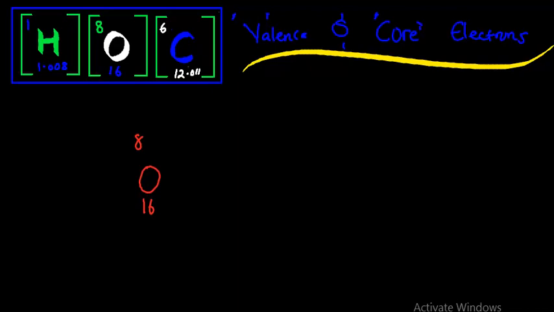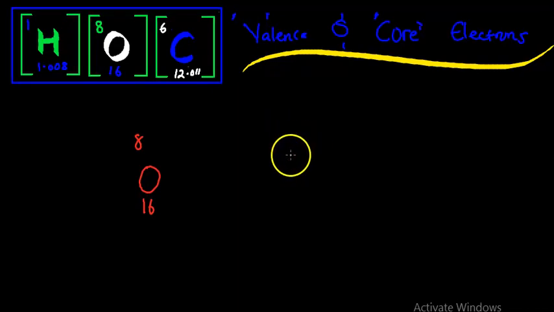Next thing we have is the core electrons. Core electrons, on the other hand, are the electrons in the inner shells or energy levels of an atom. These electrons are not involved in chemical reactions or bonding with other atoms. They are tightly bound to the nucleus and play a role in maintaining the stability of the atom. In this case, we can say the core electrons are any electrons apart from the valence electrons.